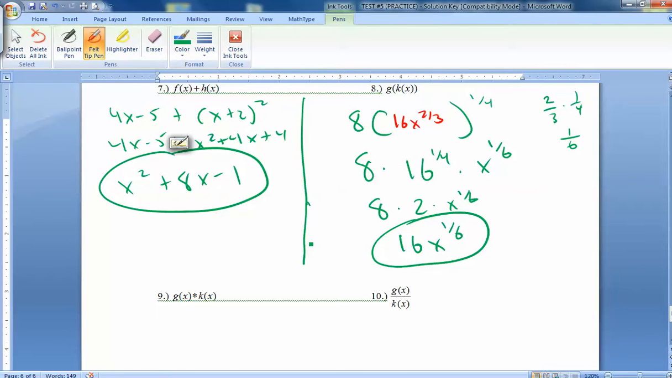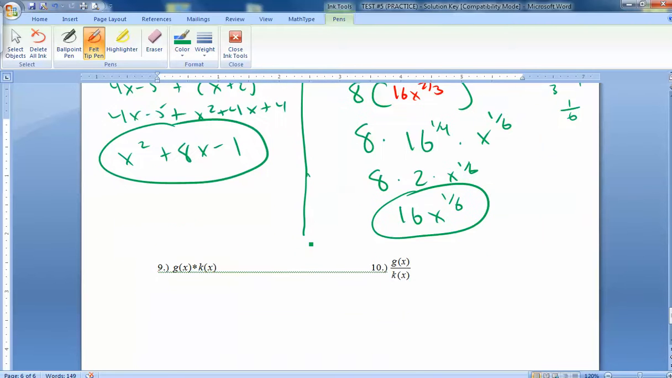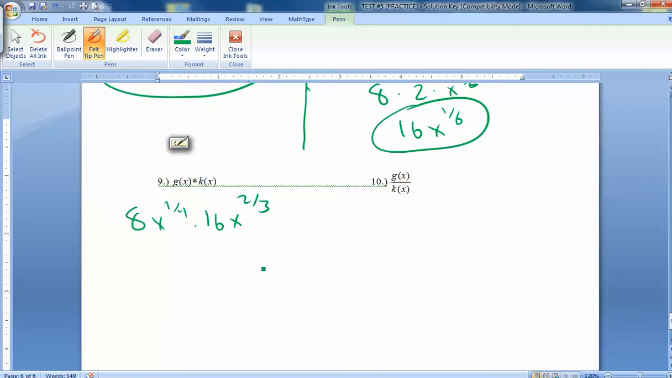Okay. G of x times k of x. So equals 8x to the 1/4 times 16x to 2/3. Well, you've got to do 8 times 16, which is 128. And you've got to add the exponents, because you've got two powers of the same base. X to the 1/4 is being multiplied by x to 2/3. So again, when you're multiplying two powers of the same base, you've got to add the exponents.